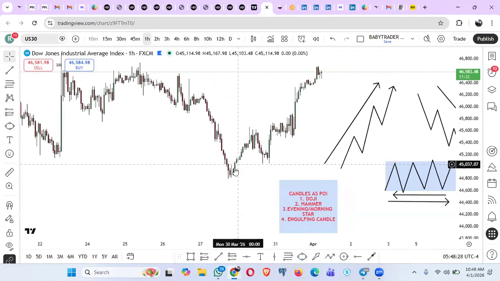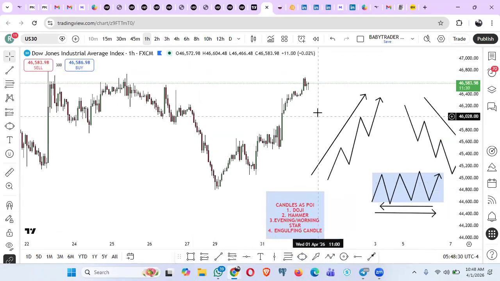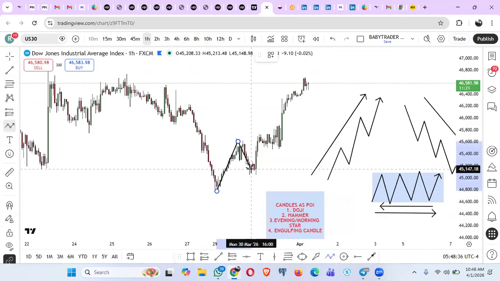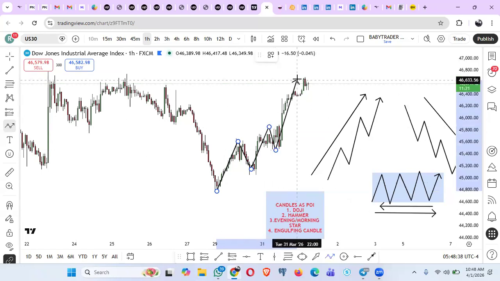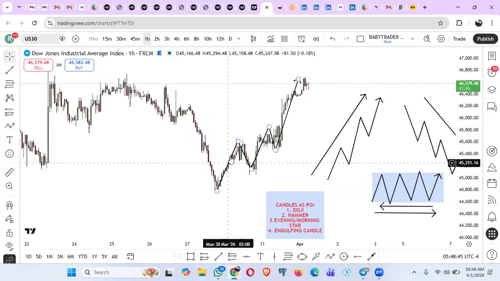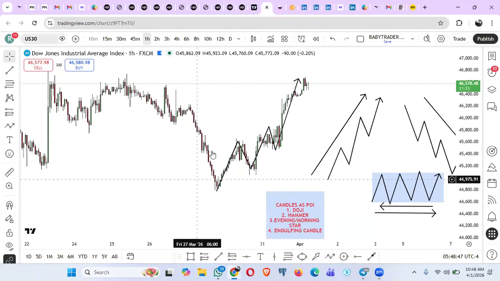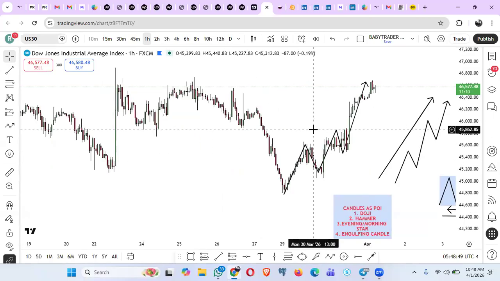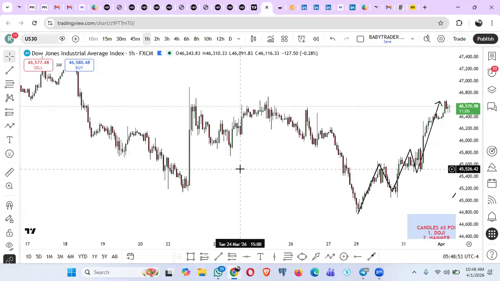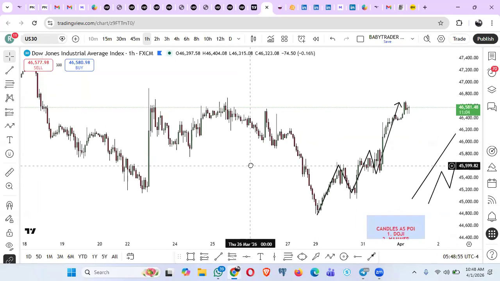But this current market structure now wants to turn bullish for a while. It might not be long term, but the current structure now is bullish. So that's how you identify your trend, if it is bearish, bullish, or whatever.